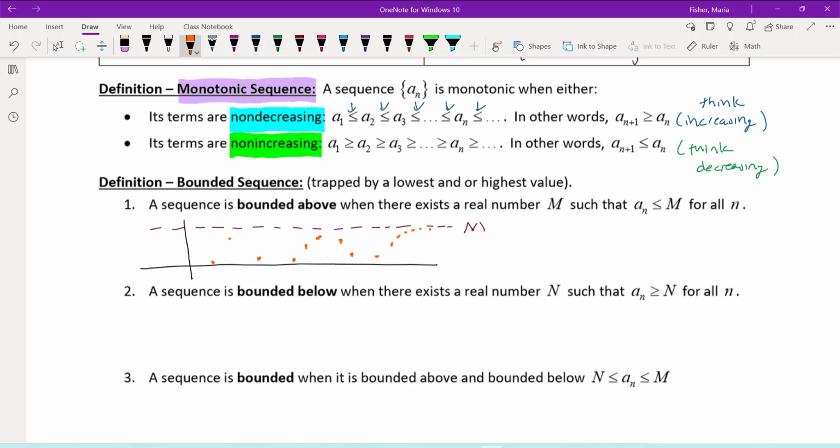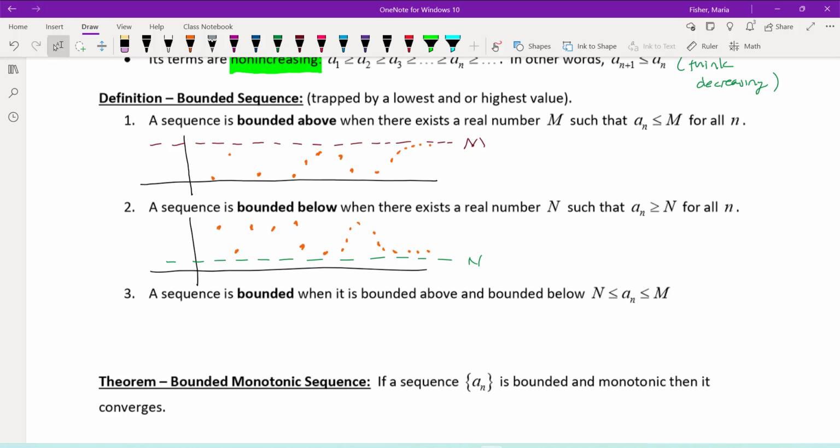A sequence is bounded below when there exists some real number n such that a sub n is greater than or equal to n for all n. If we were to draw a picture of that, we'd have another horizontal asymptote. We're going to make this one a little lower. We're going to call this guy here n. And then I'm going to draw another sequence in here. Notice I'm never getting below n. Since I'm never getting below n, I am bounded below.